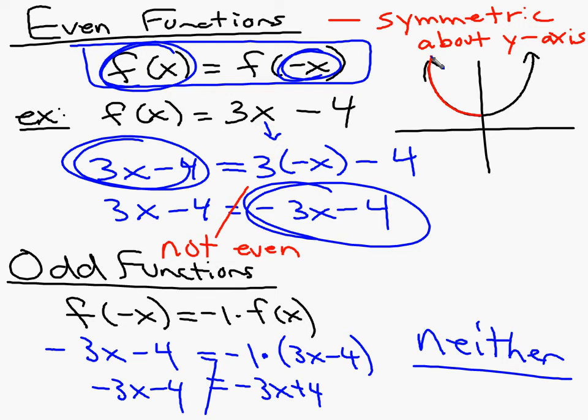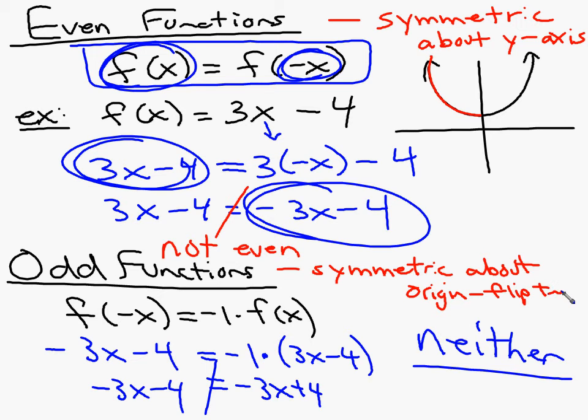If it is odd, it's symmetric about the origin. And remember, in this case, you flip it twice. Like a cubic. Okay? A cubic is symmetric about the origin. I'm out of room on this page, but a cubic, if I fold it twice, fold it here, and then fold it down, it lays exactly on top of it. All right?